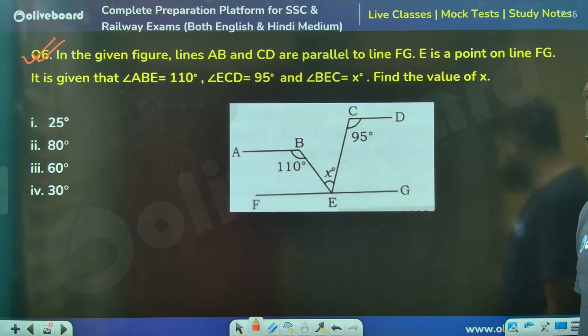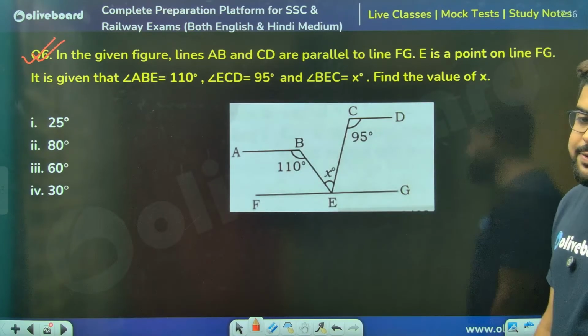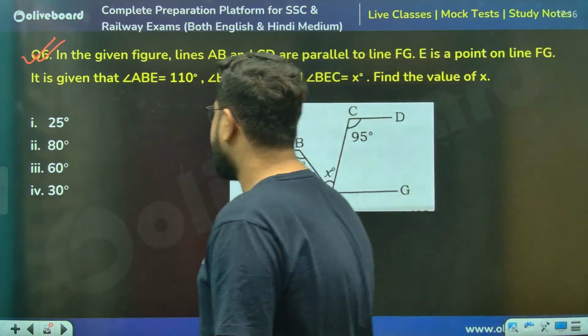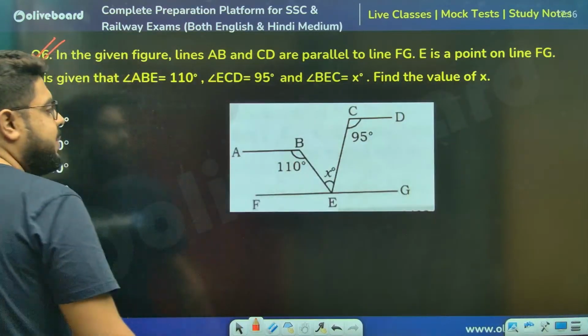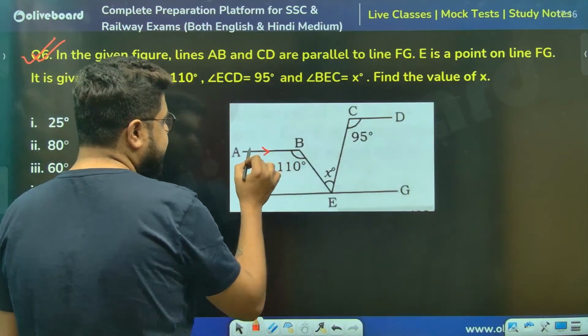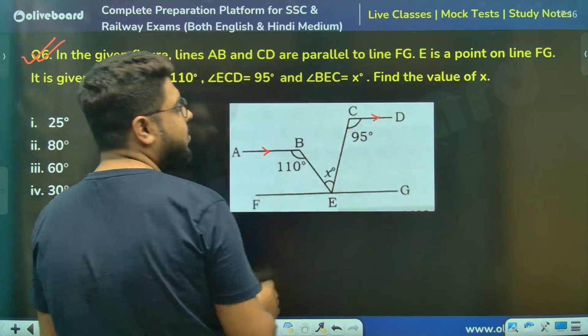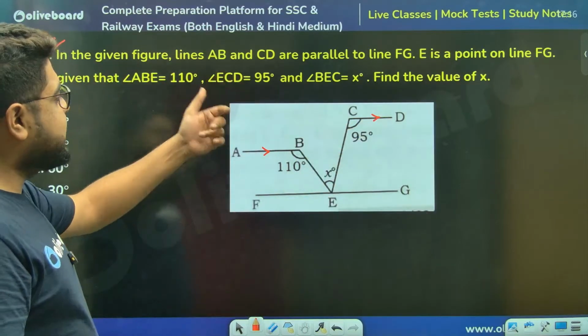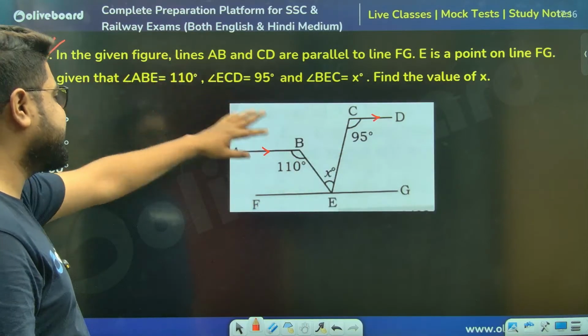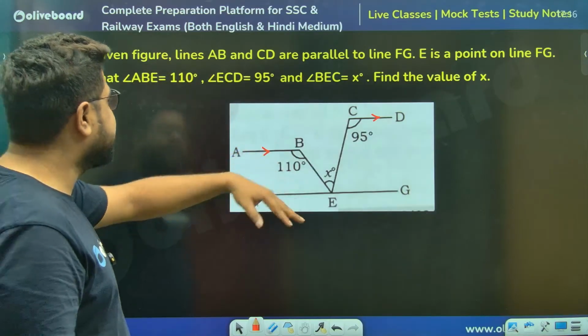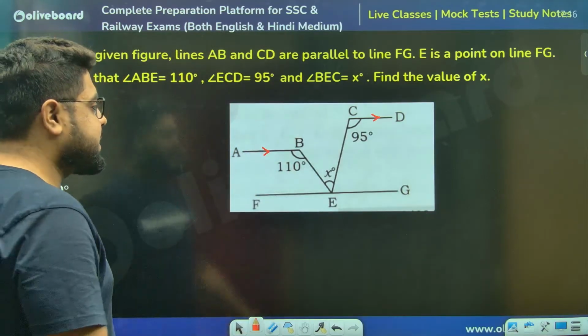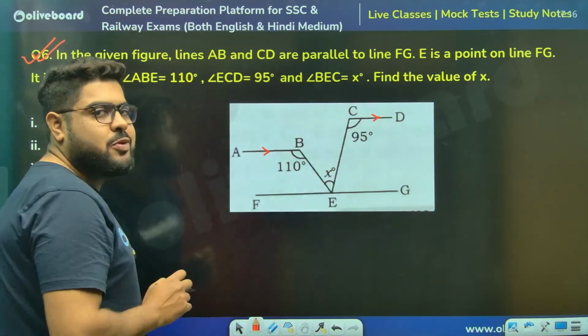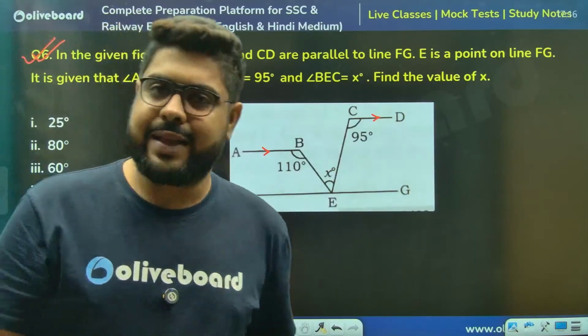This will be what? AB and CD, so this line is parallel to this line. Now, E is a point like they have given you. So the whole diagram itself gives you everything. They're asking what is the value of X?